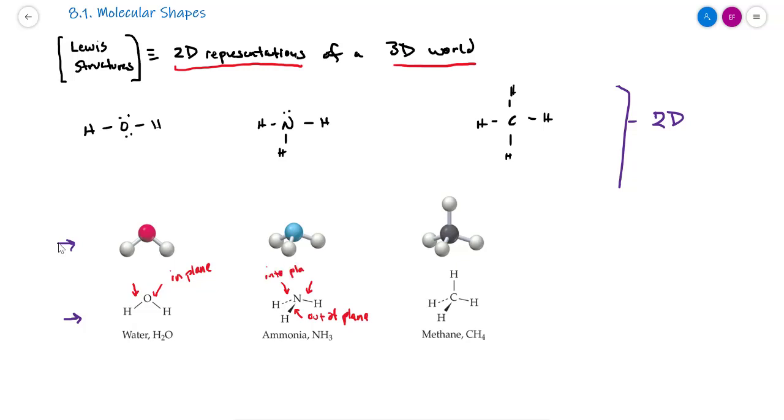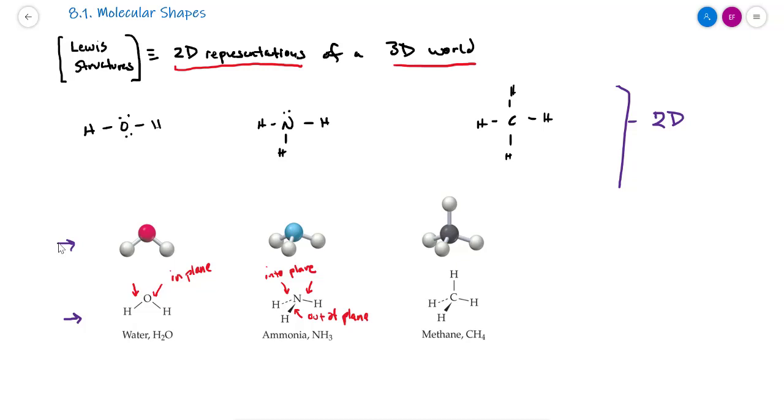And so this is one attempt to, on paper, represent three-dimensional molecules, and it feels cumbersome, but it turns out this will become second nature to you in no time. And this is how all molecules are represented going forward in chemistry, especially when you get to organic chemistry and biochemistry.